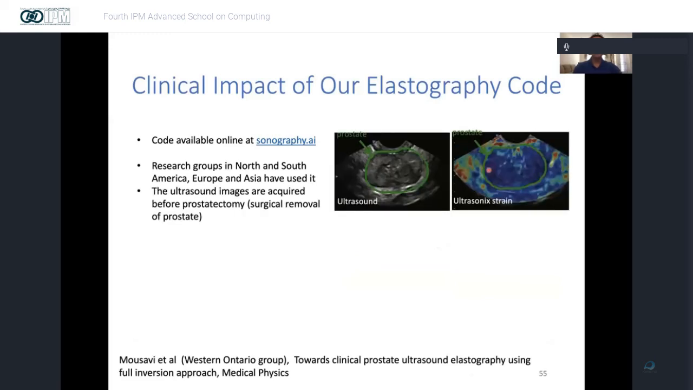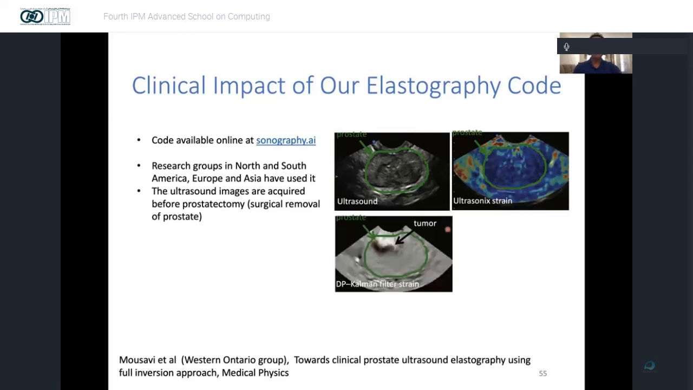For example, for our elastography work, researchers at University of Western Ontario applied it to prostate images. Here, this is a prostate image of a person who has prostate cancer. Now, their ultrasound machine allows real-time strain imaging. So this is the real-time strain image that they saw on the screen. And this image is quite noisy. It doesn't really show anything where the tumor is.